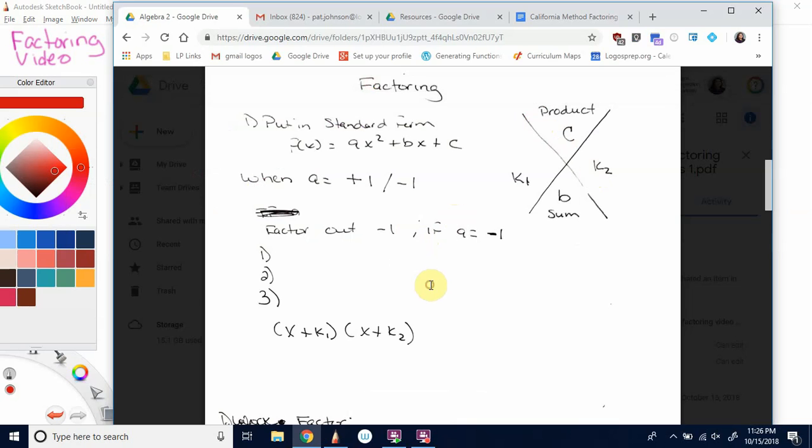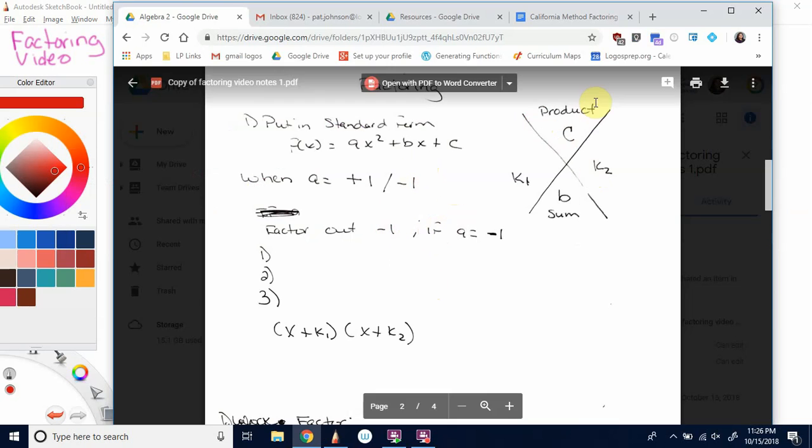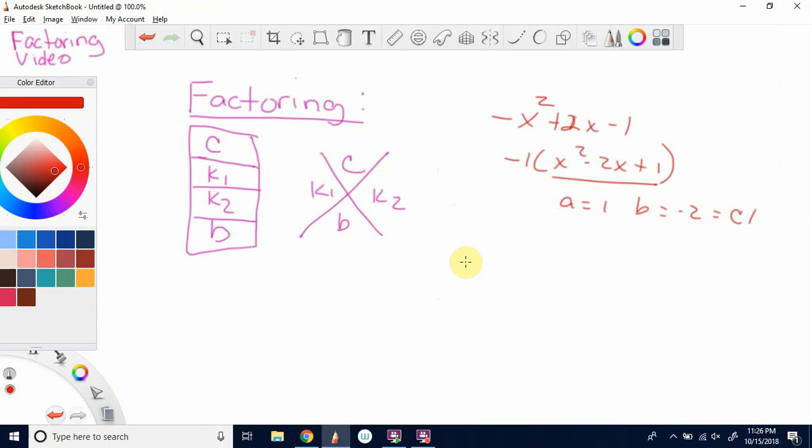So the first step we're going to do is put it in standard form, make sure A is positive 1. We're going to write our little x. The first thing we need to do is, step 1, identify A, B, and C. Step 2, we need to find K1 and K2. That's this little chart that we did here. So we have to put C here and B.